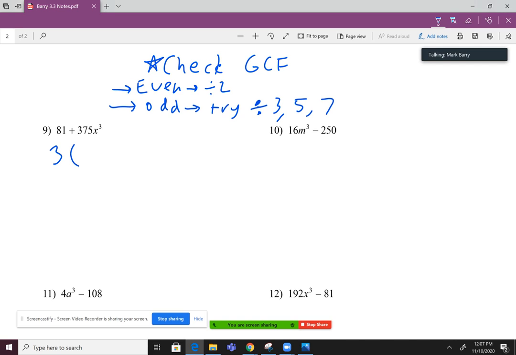front. Remember we used to do this, GCF? And then I'm going to divide each of those by 3. We did this before. So this one is going to become 27 according to the calculator, plus 125x to the third.